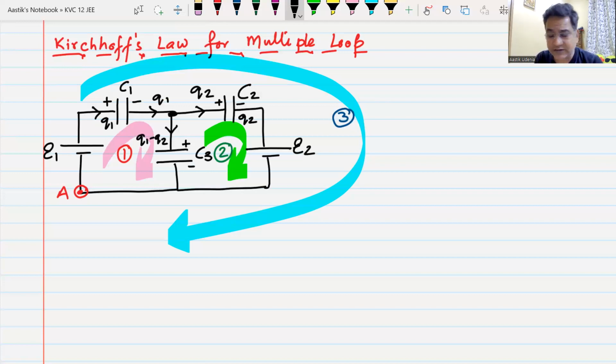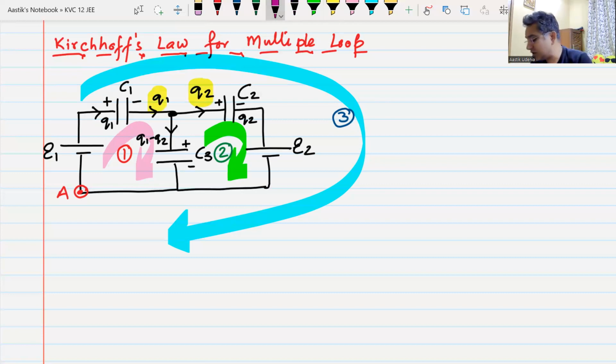How many unknowns are here? The unknowns are only two, Q1 and Q2. So we need two equations. How am I going to make the two equations? The first equation will be in the pink loop. The other equation would be in the blue loop.